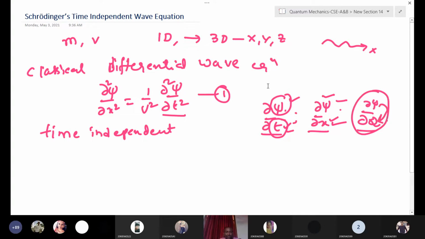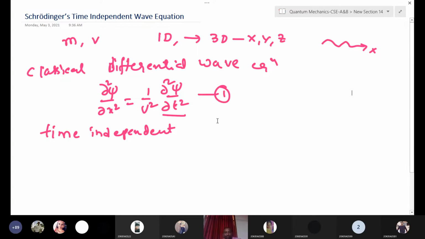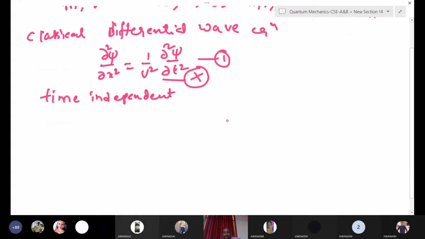Here, in this equation, the wave function depends on time also, but we want a time independent wave equation. So we want to eliminate this time dependent term. This is a second order differential equation. If you solve it, you will get the solution psi equals psi 0 e to the power of minus i omega t. This is the solution for the second order differential equation, where psi 0 is some constant.